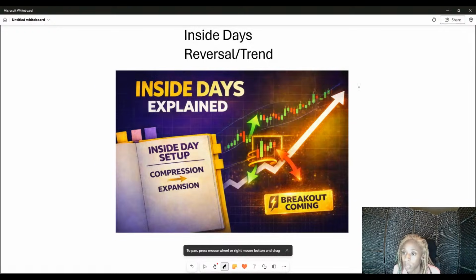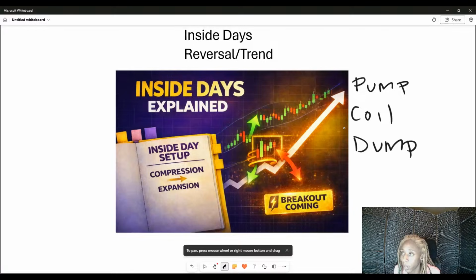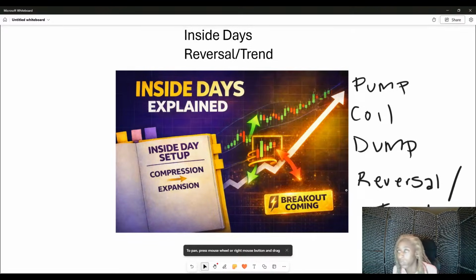Okay, so today we're just going to talk about the pump, coil, and dump. Now, with this setup, you're going to have two variations. You're going to have the reversal, or you can have a trend. So some people, because it may confuse them or it may be a little overwhelming, you can choose to take inside day pump coil dumps, reversal trades, or trend trades, or you can look for both.